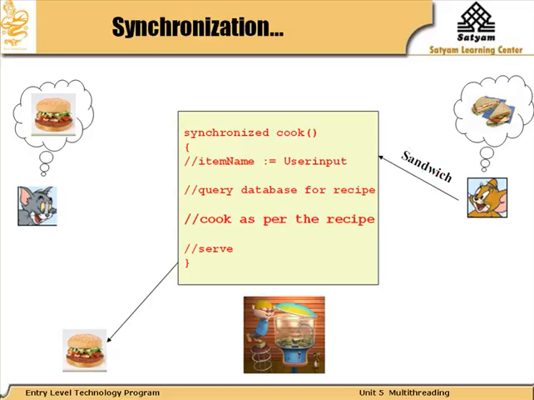Now the Tom thread has released its lock. This means that Mr. Cook is once again free. Mr. Cook now takes the order from Jerry. He locks the code, prepares the recipe, and serves Jerry. Mr. Cook is this time happy. By using the synchronized method, Mr. Cook is now able to serve multiple clients at the same time.